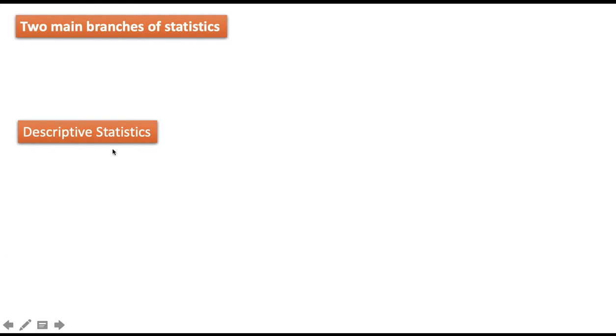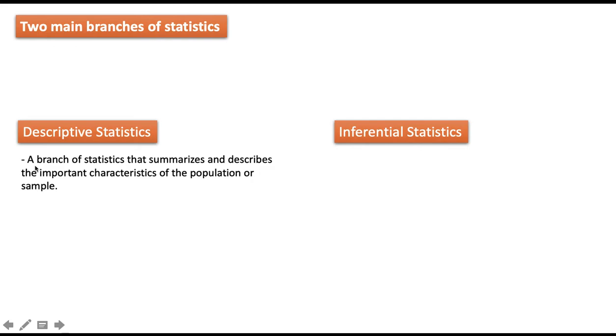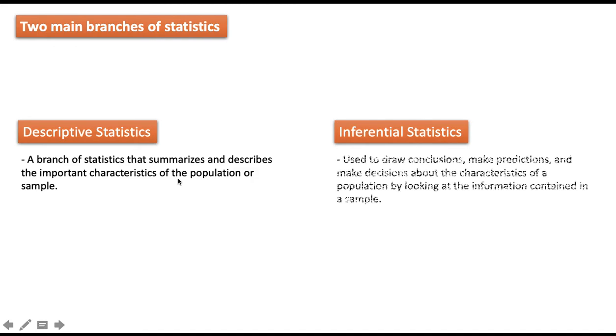There are two main branches in statistics: descriptive statistics and inferential statistics. Descriptive means it is a branch of statistics that summarizes and describes. From the name itself, descriptive, it describes the important characteristics of the population or a sample. While inferential statistics, from the word infer, means to deduce or to make a conclusion, to make predictions or decisions about the characteristics of a population by simply looking at the information contained in a sample.